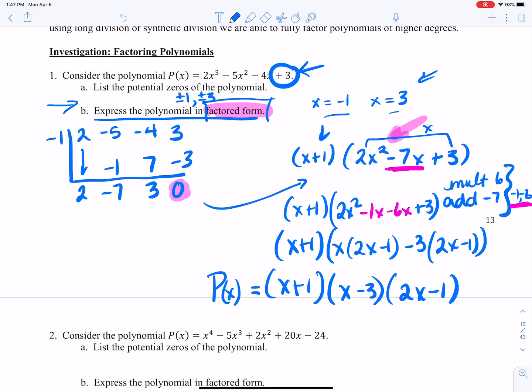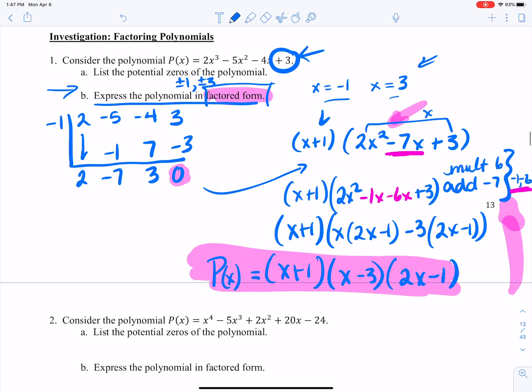Now, I factored this using decomposition. If you have a different method to factor, you go ahead and use whatever one you're comfortable with. That was just one example of how to do it. And your fully factored polynomial is that one right there.